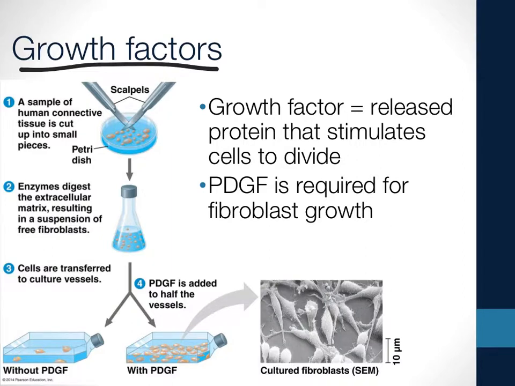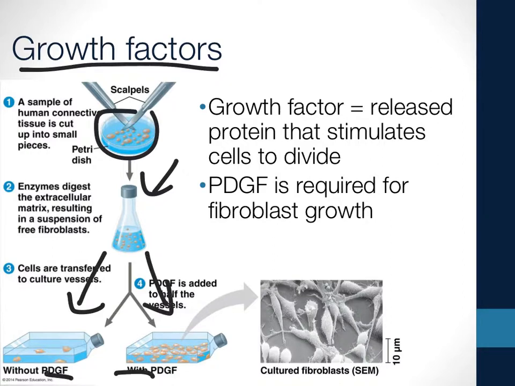An experiment was done where we had human connective tissue that was cut up and put into a flask, basically meaning that all the cells were separate, and these cells were put into two different containers, one that had a growth factor and one that did not. In this experiment, we saw that the cells divided only when this growth factor was present, this growth factor called PDGF, which basically shows that if these external signaling molecules aren't present, the cell won't divide. So there is an external force, or sometimes an internal force, that's causing cells to go through the cell cycle.